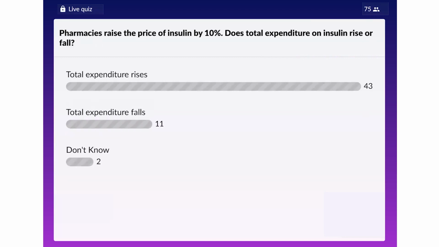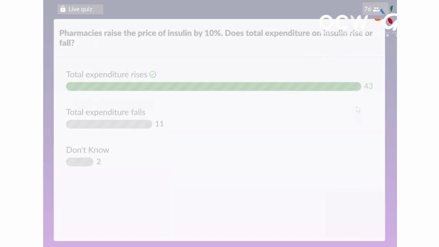Okay, here are your answers. The majority of you say the total expenditure would go up. Some of you say it will go down. Two of you say don't know. And the answer, it's going to go up.